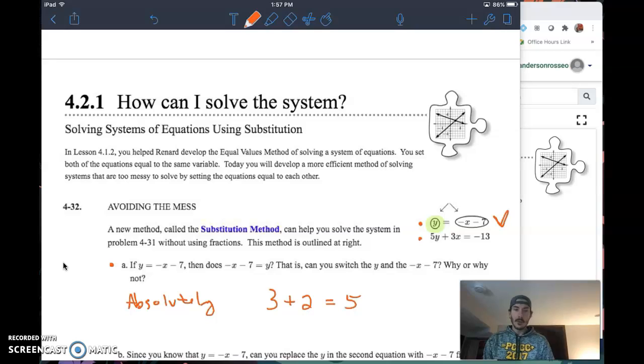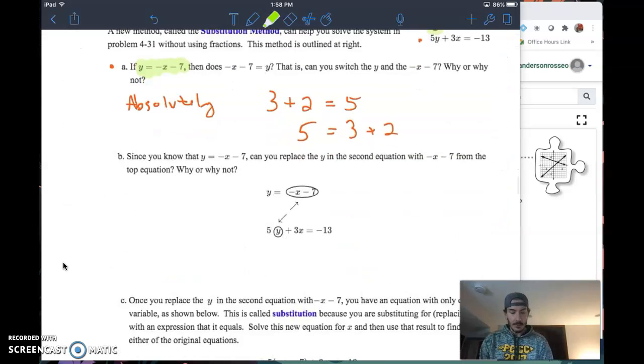I think you're going to agree here with what I have. 3 and 2 make 5. Well, it's also the case that 5 can be broken down into 3 and 2. We have that ability to trade things from the left and right because they are equal values. And when we're given information like this right here, y equals negative x minus 7, then we can say the exact same thing, but in the opposite order. Negative x minus 7 equals y, right? That is going to be a true statement.